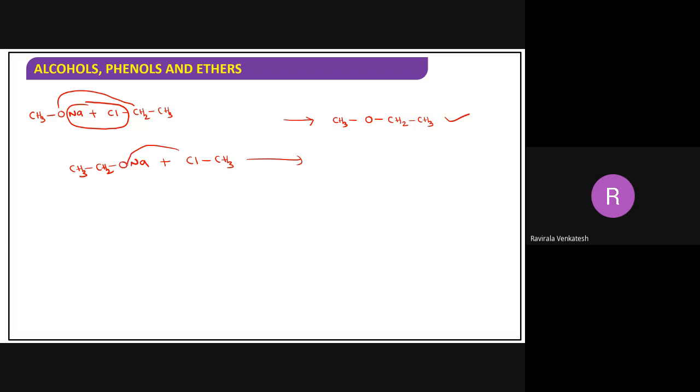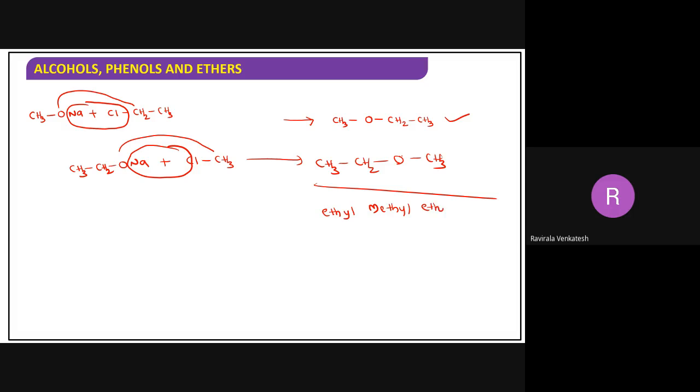Here also, NaCl is removed and these two are joined here. Now you get CH3CH2OCH3. Both give the same product only. So for getting ethyl methyl ether, what combinations have we taken? Sodium methoxide, correct or not?